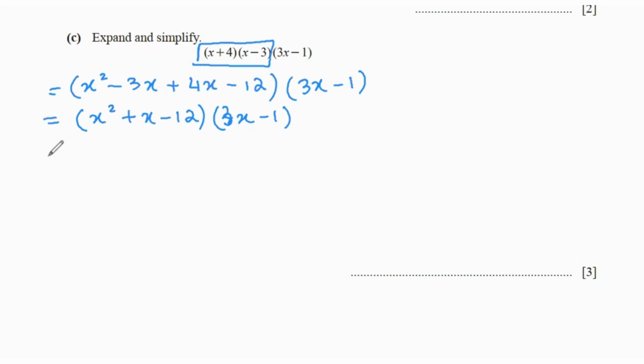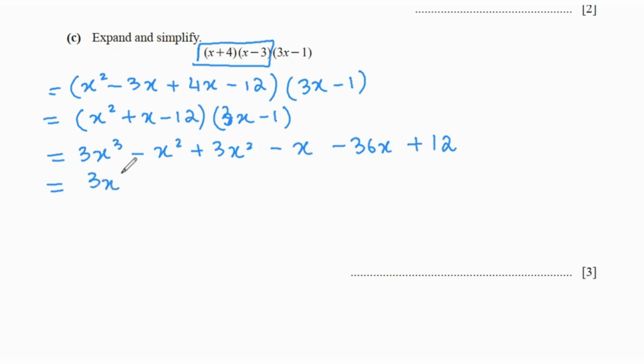Now, x squared gets multiplied with 3x, which is 3x cubed. X squared times -1 is negative x squared. X times 3x is positive 3x squared. X times -1, negative x. Then negative 12 times 3x is negative 36x. And negative 12 times -1 is positive 12. Collect your like terms once again, and that gives us 3x cubed plus 2x squared, negative 37x plus 12. That is your final answer.